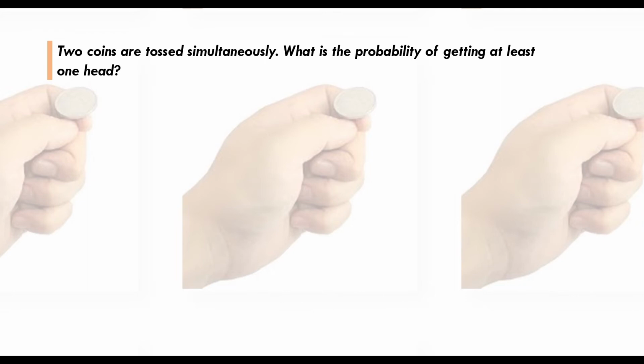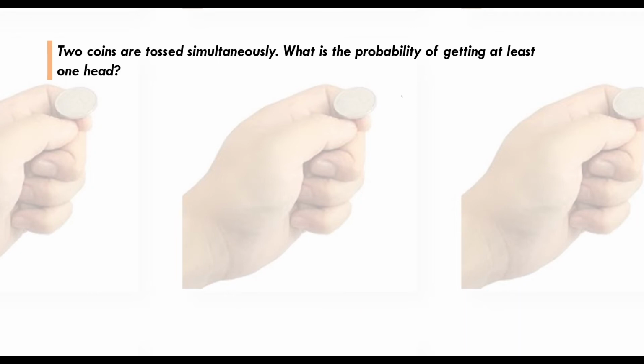Two coins are tossed simultaneously. What is the probability of getting at least one head? Before solving the given sum, let us learn how to write the sample space when more than one coin is tossed using a tree diagram.